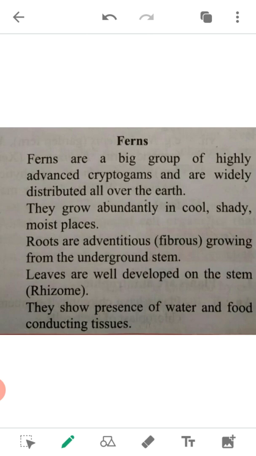Roots are adventitious, fibrous, growing from the underground stem. Leaves are well developed on the stem. They show the presence of water and food conducting tissues.